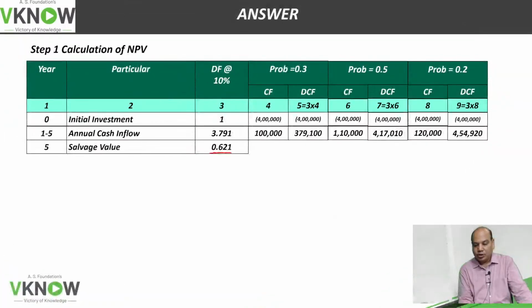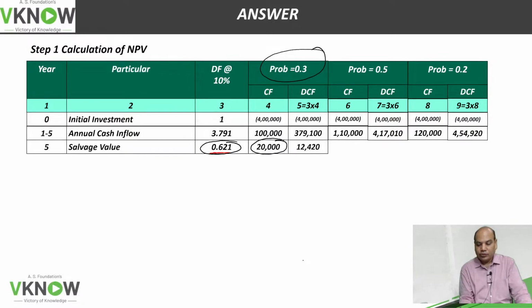Probability 0.3, cash flow 20,000. In this scenario, salvage value is 20,000. Multiply please and give me the answer: 12,420. In scenario 2, when probability is 0.5, cash flow will be 50,000 salvage value. Multiply with this factor: 31,050.